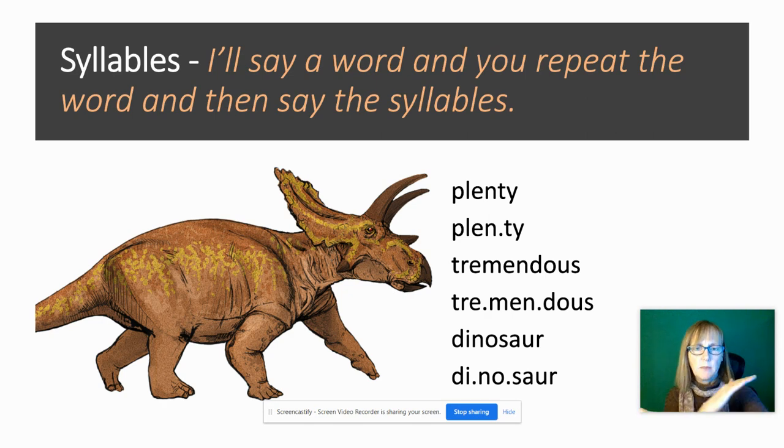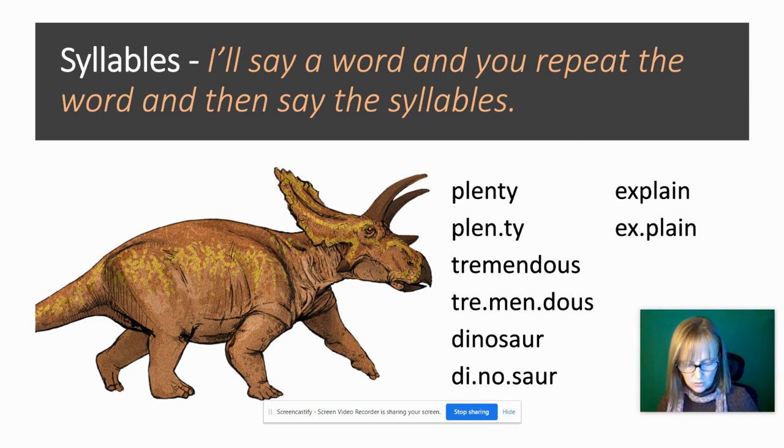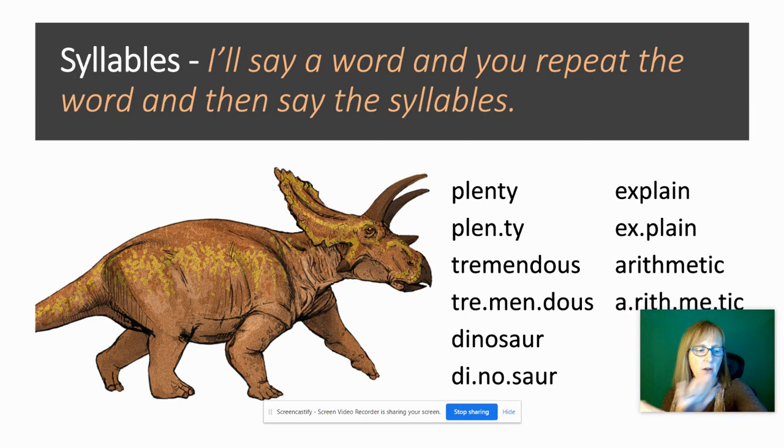Dinosaur. Dinosaur. Three syllables. I hear three vowel sounds. I, no, O, soar, or, right? R-controlled vowel there. Explain. Two syllables. Explain. A, right? Two vowel sounds, one in each syllable. Arithmetic. Four syllables. And hospital. Three syllables there. We will continue to work.